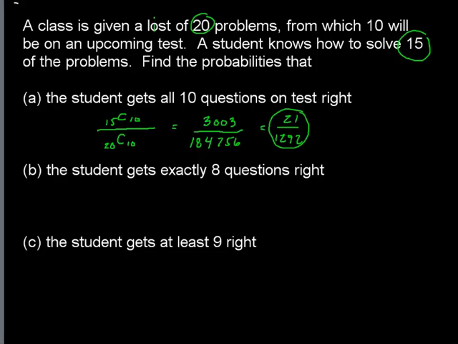All right, the student gets exactly 8 questions right. Well, once again, on the bottom is the total questions that the teacher asked. That'd be 20 choose 10. There's still 10 questions on the test, and the teacher's choosing them from 20. So that doesn't change at all.